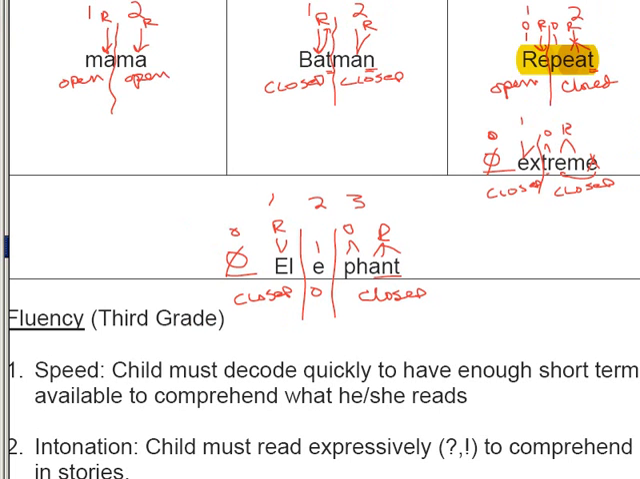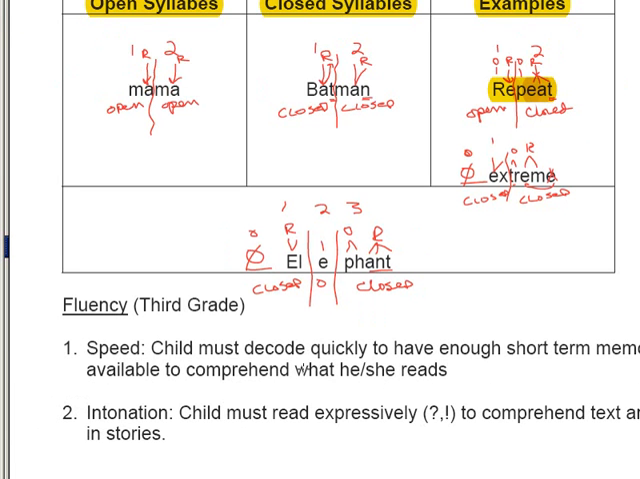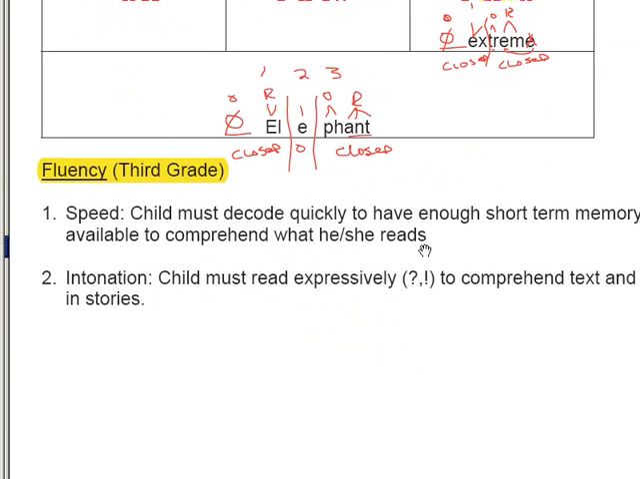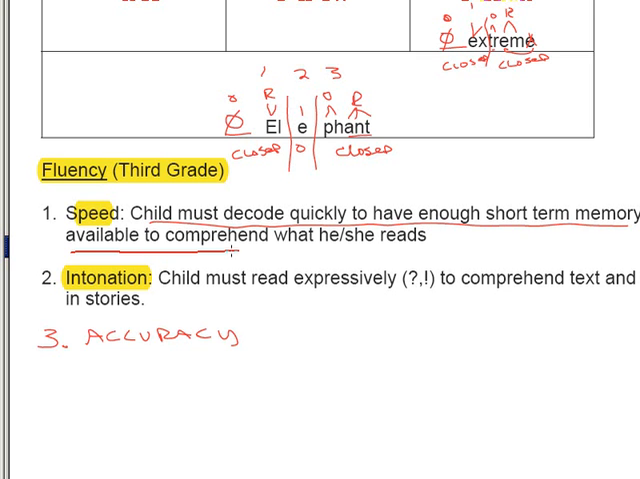Okay, well, all of this then indicates fluency, and really the importance of fluency in third grade. Now, let me scroll this up just a bit and tell you that there are three aspects to fluency. The three aspects to fluency include speed, intonation, and a third thing that I'll write in here, accuracy. Speed means that the child has to be able to decode quickly to have short-term memory available to comprehend what they read.